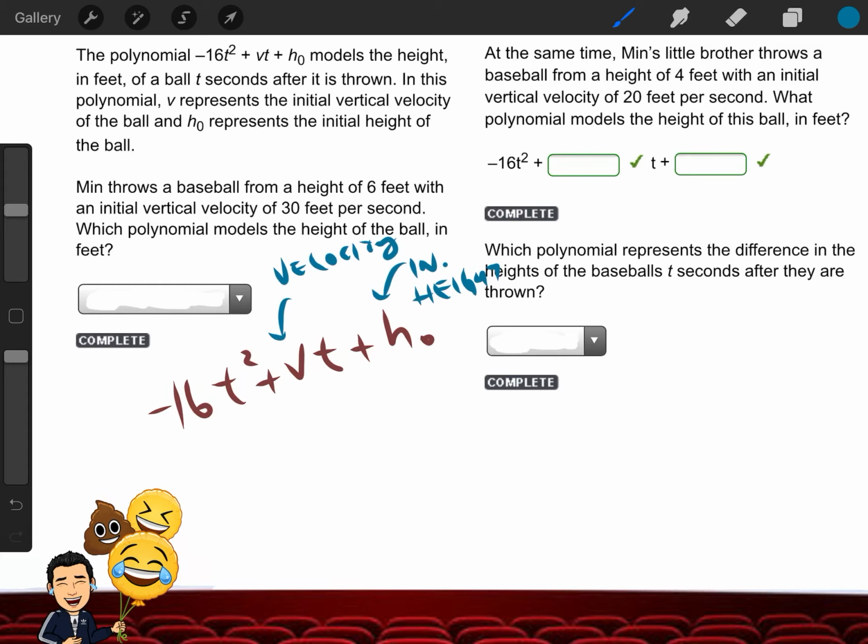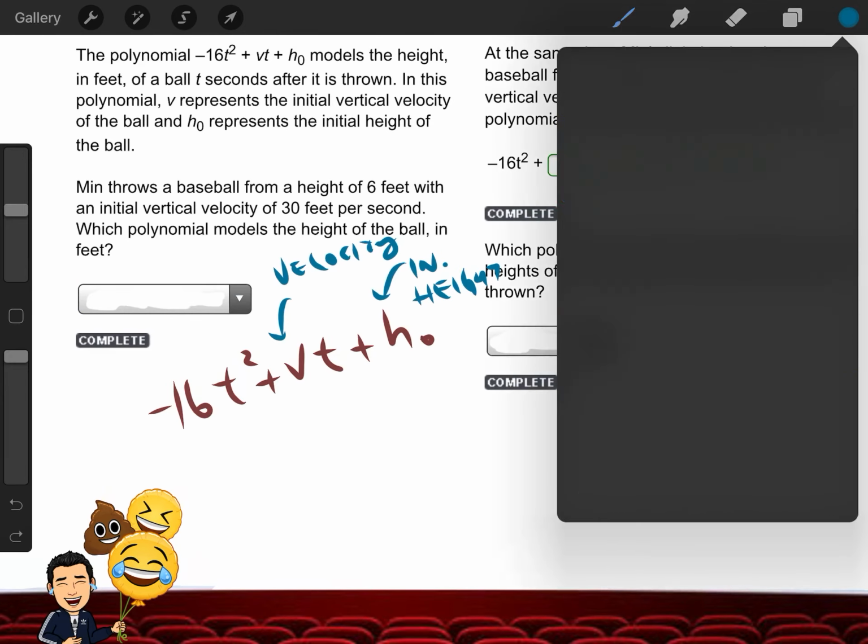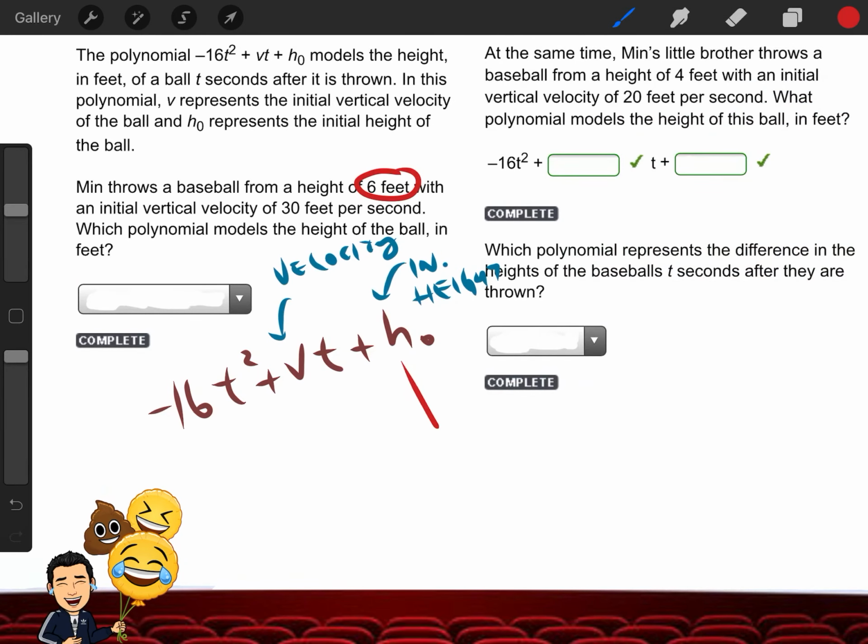In the very first blank, they give you the condition that the initial height is 6 feet, so you plug in 6 for the initial height. They say the velocity is 30 feet per second, so you plug in 30. This is nothing but just plugging it in. So the one you want to choose is negative 16t squared, plus 30t, and then plus 6 for the initial height.